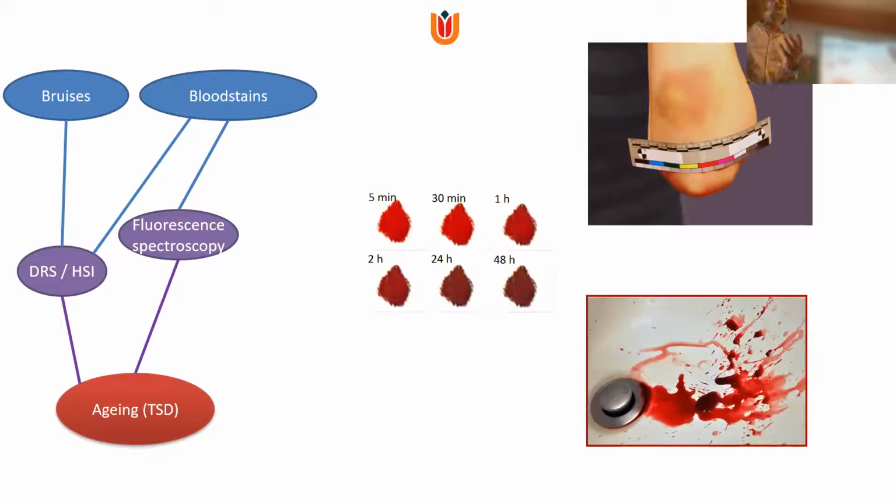All these color changes can also be studied because we know these spectra. We know how we can correct for the properties of the skin, so we can have some timeline in there, and then calculate it back to the moment this person was hit.